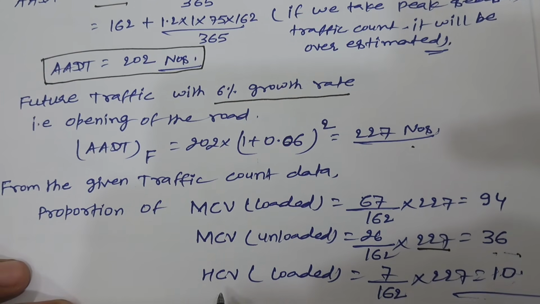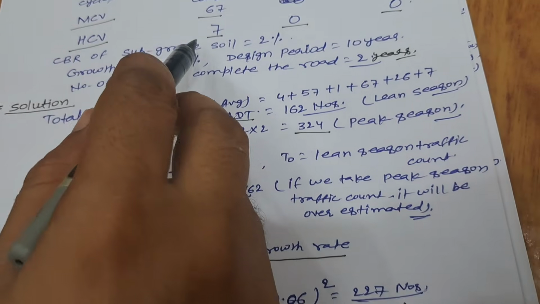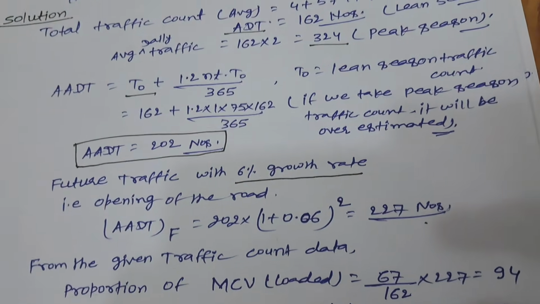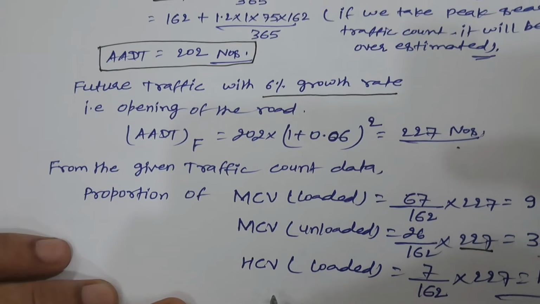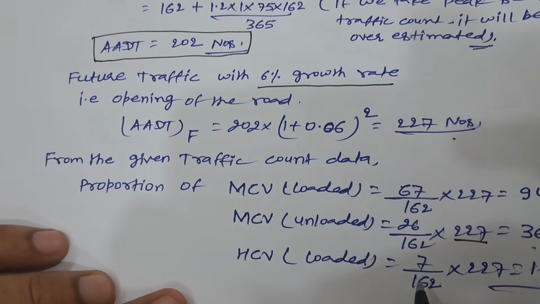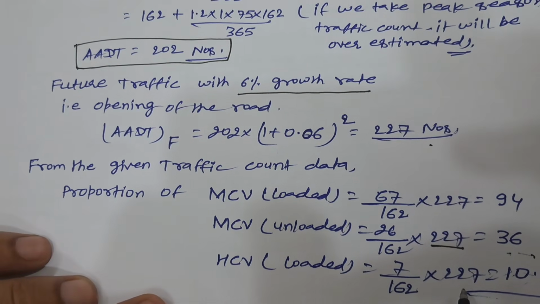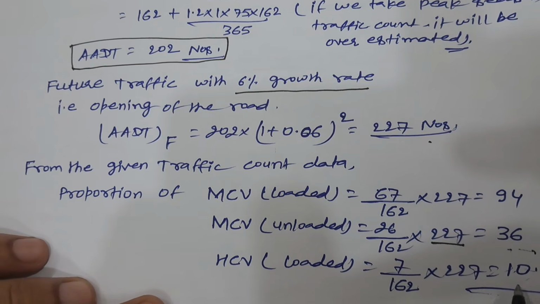Similarly, for SCV heavy commercial vehicles in loaded condition, 7 numbers are given. So if you find the proportion for SCV in loaded condition, 7 divided by 162 into 227, it will come 10 numbers.